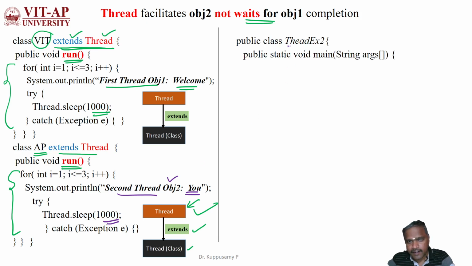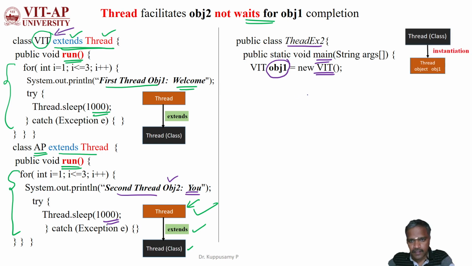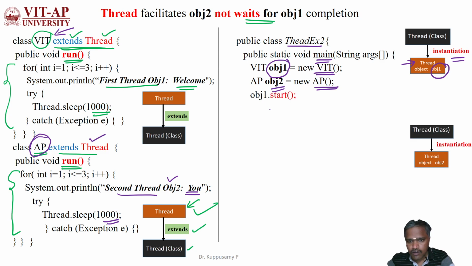Then the driver class is created, thread ex2. Inside the main method, you see obj1 is created by using the user defined class vit. Here the visual representation is given, so obj1 is created by using the thread user defined class vit. Then obj2 is created by using the other user defined class ap, which also has the facilities of the thread concept. Now obj1 is started and obj2 also started, so parallelly it will process.